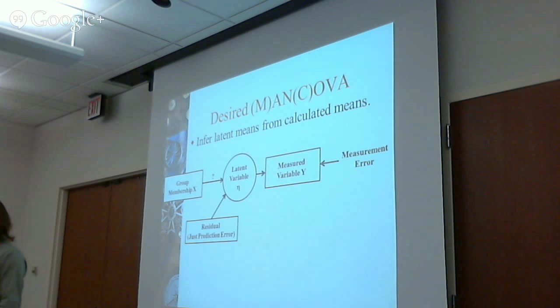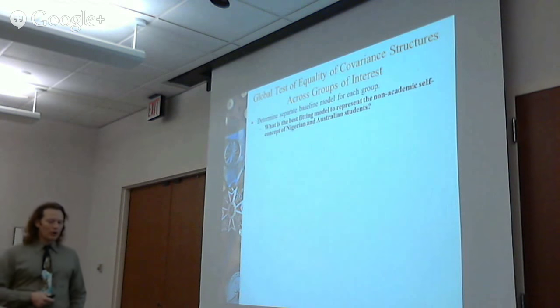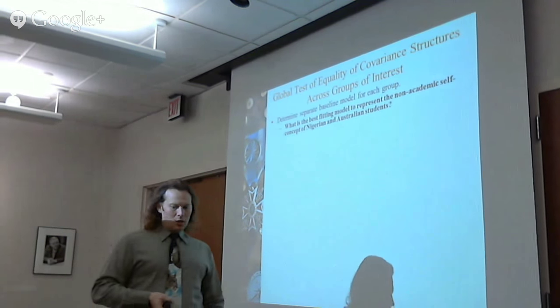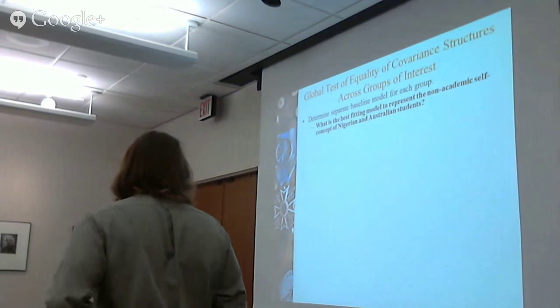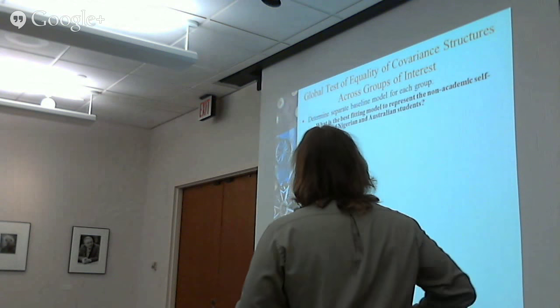That's about as much as I want to say of the mathematics behind it right now. Okay, so there are some steps to being able to do this. The first thing is that we want to determine a separate baseline model for each group. So I've got an example here of self-concept.